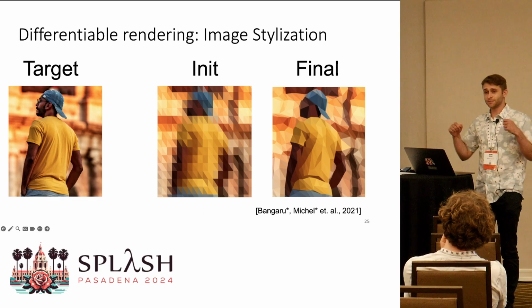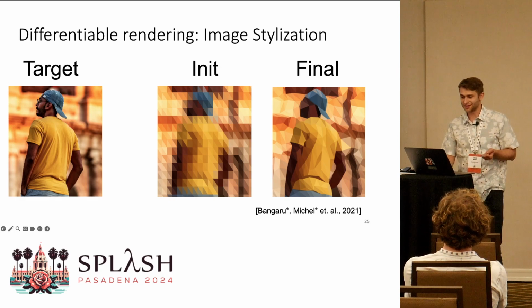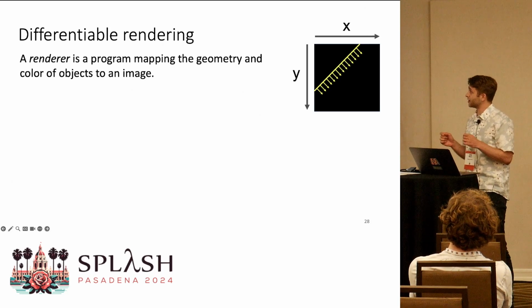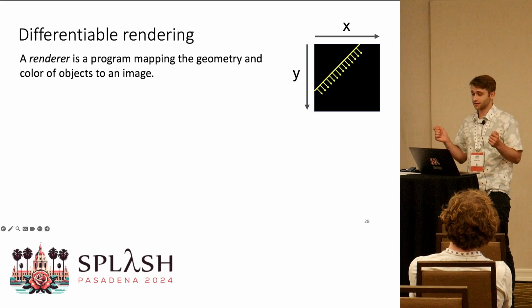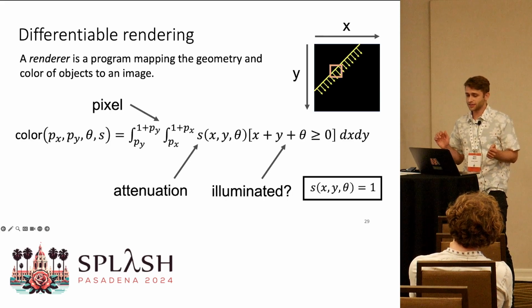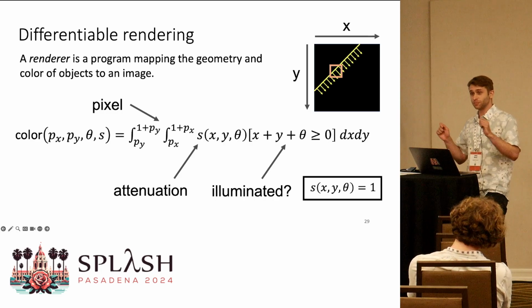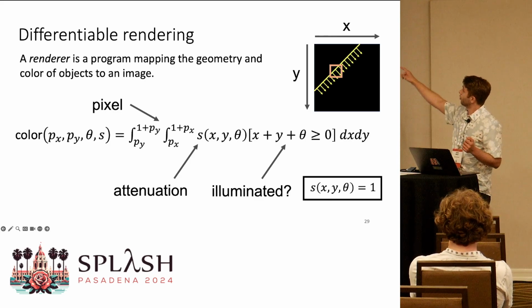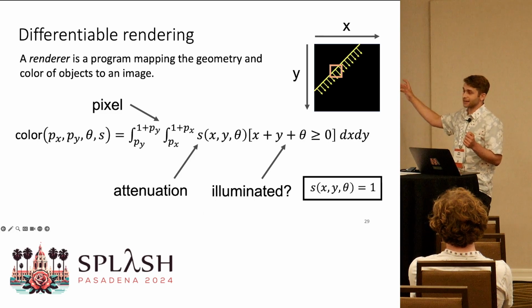Now we're going to dive into a simple example in more detail. And we're going to try to get a deeper understanding of these parametric discontinuities. All right, so a renderer is a program mapping the geometry and color of objects to an image, or a pixel grid. And here's the equation for computing the color of a single pixel. So let's walk through this. We have an integral, or a double integral, over that little orange region, right?